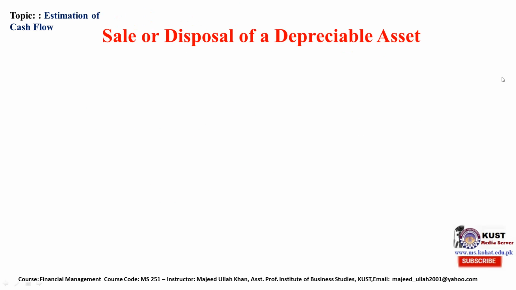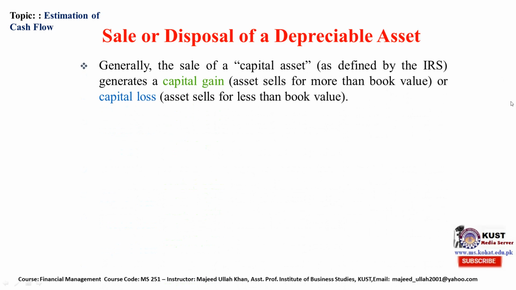Moving further, sale or disposal of a depreciable asset or capital asset. Generally, sale of a capital asset generates capital gain or capital losses. How can capital gain be calculated? If, let's suppose, the book value of the asset is 100,000, this is the book value. What is book value? Book value means cost of the asset minus accumulated depreciation. It is called book value.